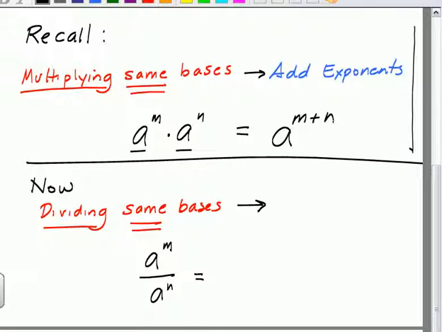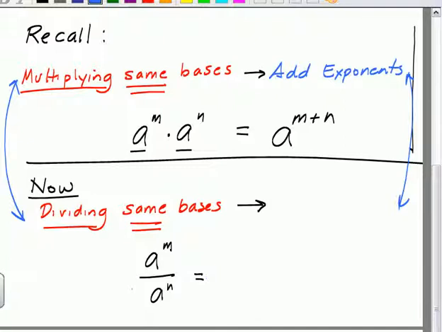Now what we're doing is dividing same bases. So let's just make a conjecture. What's the relationship between multiplication and division? They're opposites, right? They're opposite sides of the same coin. So any guesses what we would do with the exponents? What's the opposite of adding? Yeah, subtracting. So let's just see if that works out.